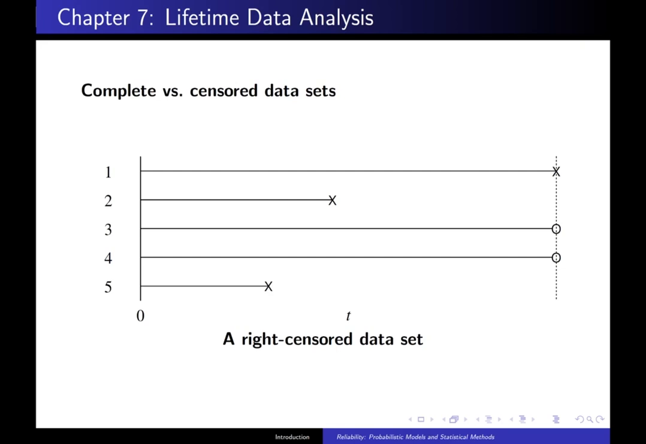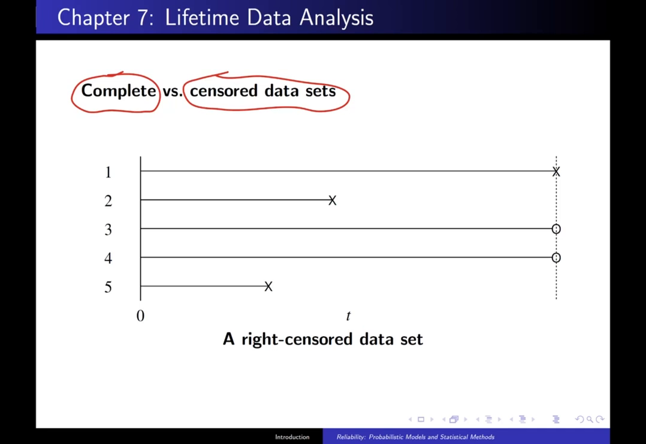Chapters 7 through 11 concern lifetime data analysis. In general, you place n items on test of a particular manufactured product. In some cases, you have what is known as a complete data set. That is, you get to watch all n of the items fail and you have n lifetimes. In other applications, you get what is known as a censored data set.